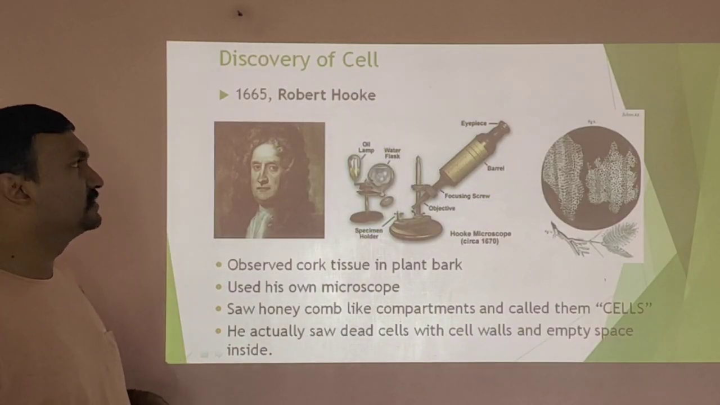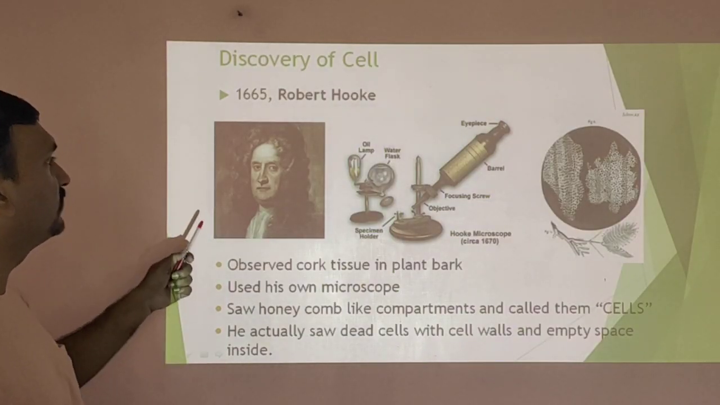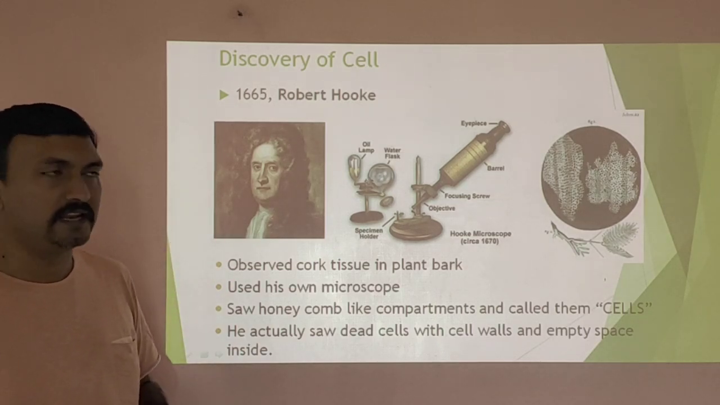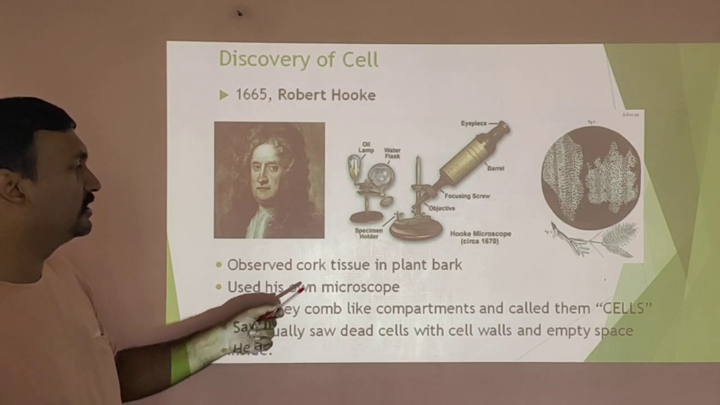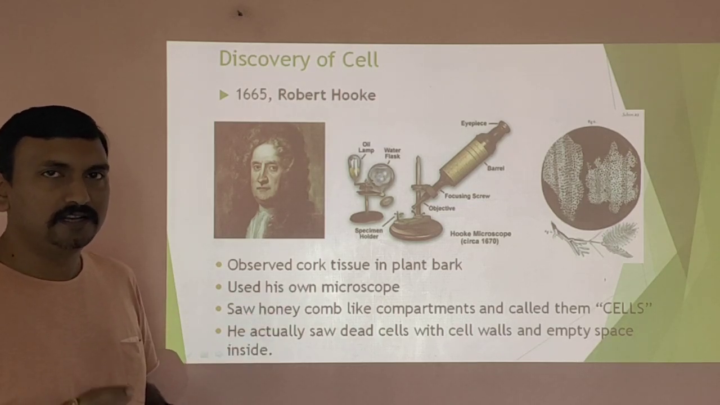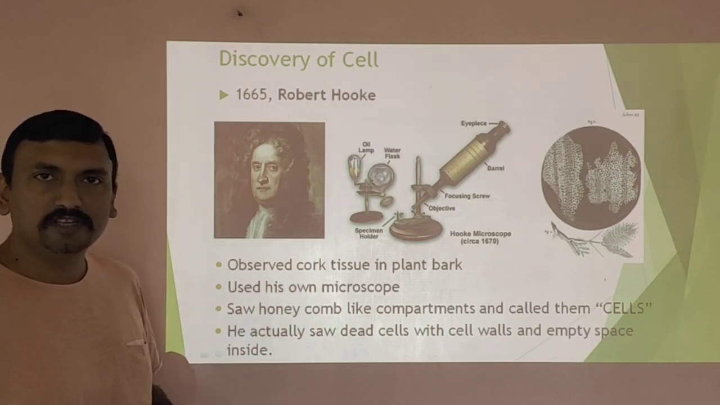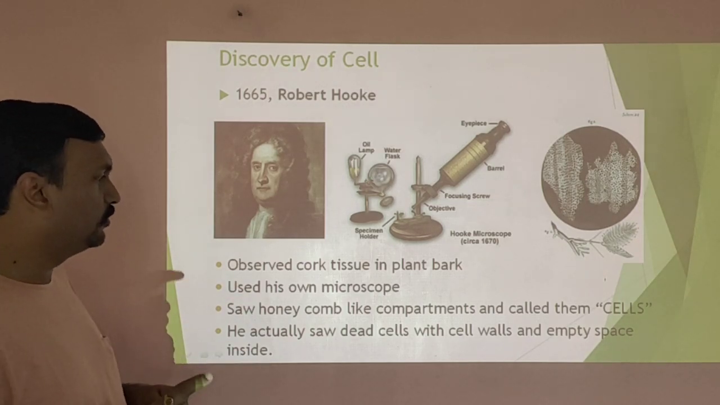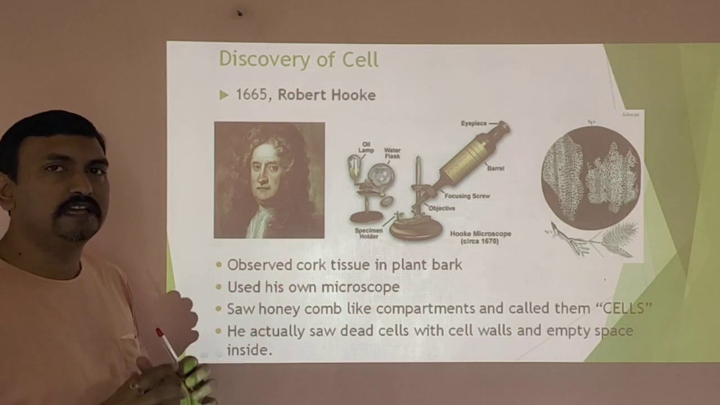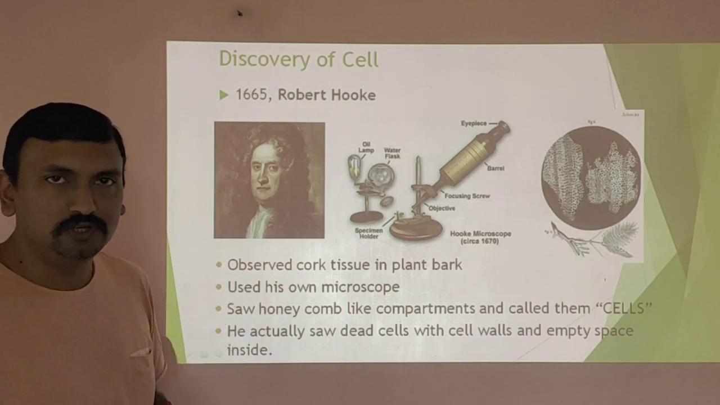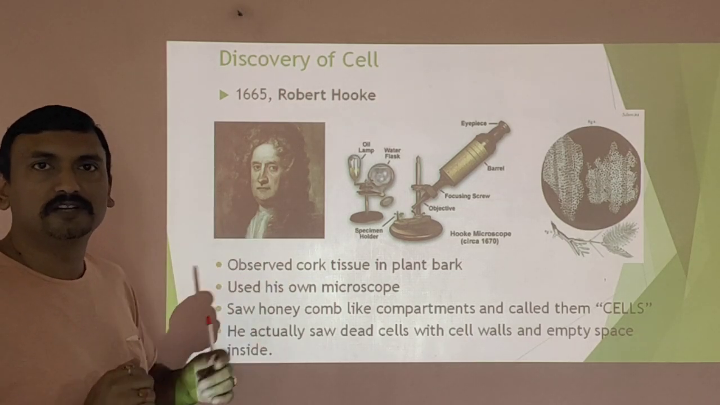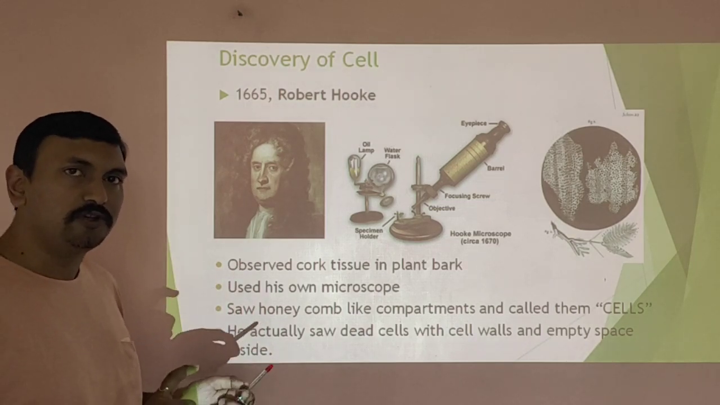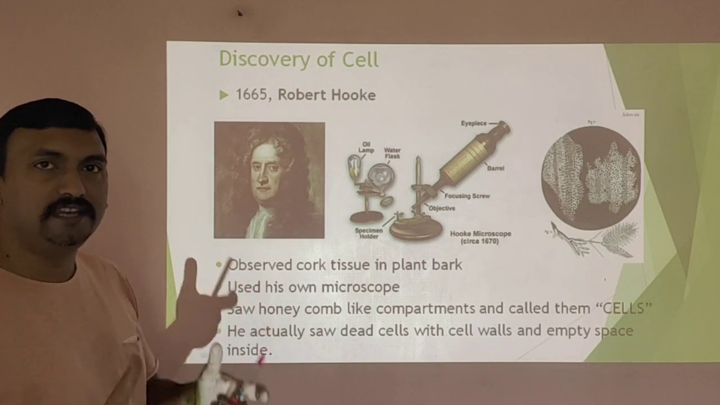as far as discovery is concerned, in 1665, Robert Hooke was the person who discovered the cell. However, he was observing a cork tissue in the plant bark. Now, this cork tissue is something that you will learn in the next chapter, that is in plant tissues, where you will learn that the cork tissue is actually a kind of dead tissue that you find on the outer part of the tree, that is the bark. So, he was actually, without knowing, observing some dead tissues.